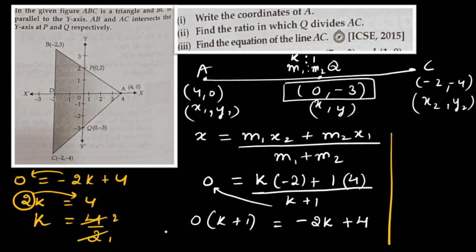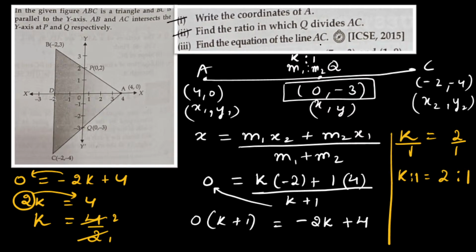So we got here, I am just writing here, k is equals to 2 by 1, or we can write k as k by 1 also. That means k is to 1 is equals to what? 2 is to 1. So the ratio is 2 is to 1. So second part of the question is also done. First part was write the coordinates of A. Second, find the ratio in which Q divides AC. So both the parts are done.